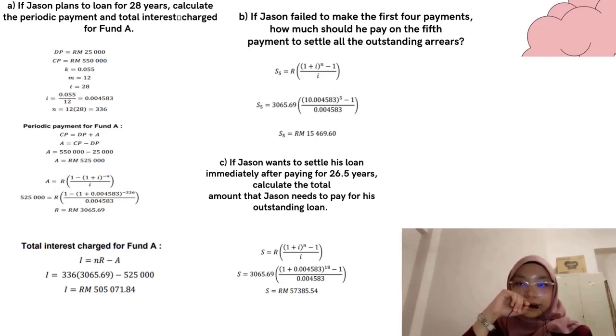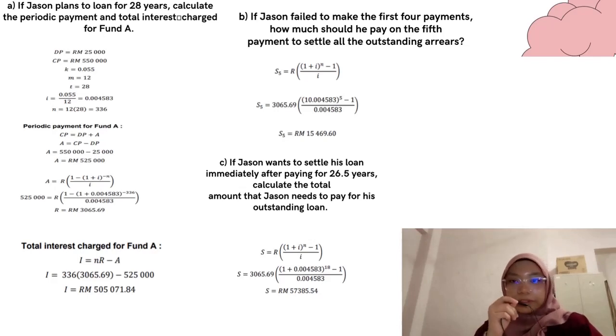For the total interest charged for Fund A, we need to use the formula I equals nR minus A, and then we get I equals 336, open the bracket, 3065.69, close the bracket, minus 525,000, and the total should be 505,071 ringgit 84 cents.